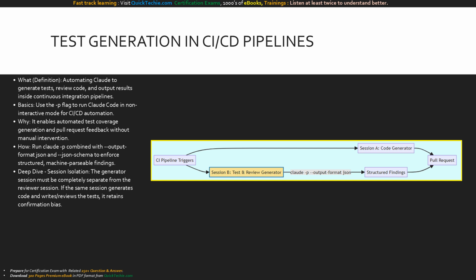Review this CI pipeline flowchart. When the pipeline triggers, notice how the execution splits into two distinct, isolated sessions. Session A handles the code generation. A completely fresh session B handles the test generation and review. Session B runs using the -p flag and JSON formatting to produce structured findings. This strict isolation guarantees that the generated tests objectively evaluate the code without inherited bias.